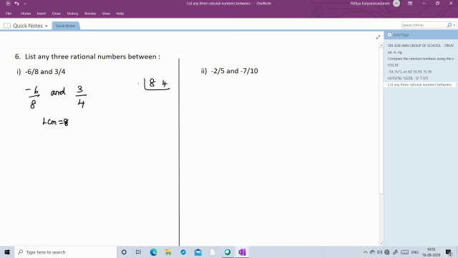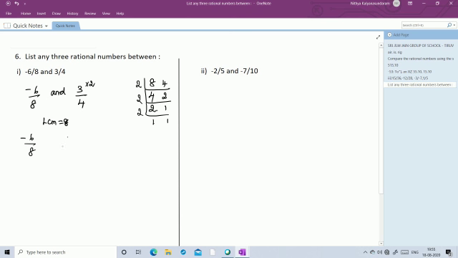Find the LCM of 8 and 4. 2 table: 4 twos are 8, 2 twos are 4. Again 2 table: 2 twos are 4, 1. Then 2 table: 1, 1. So 2 twos are 4, 4 twos are 8. So LCM is 8. Already we have 8 here, so here alone multiply with 2.